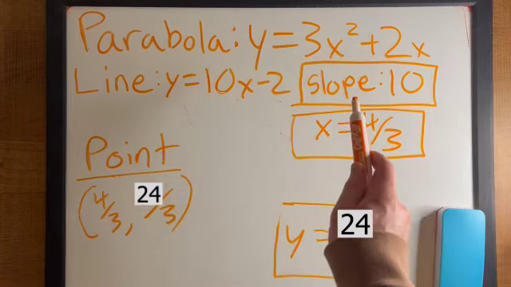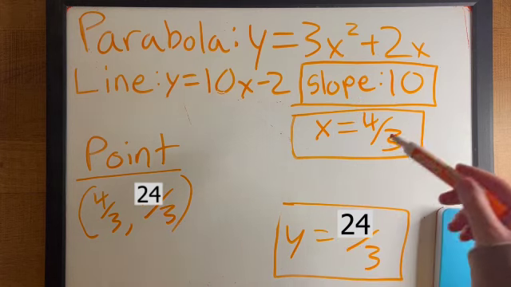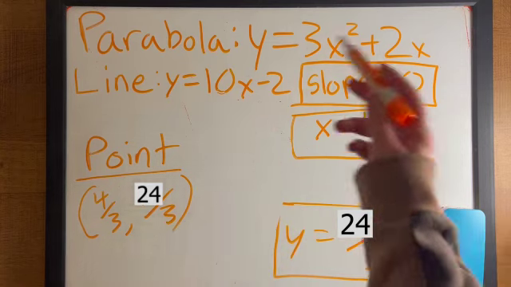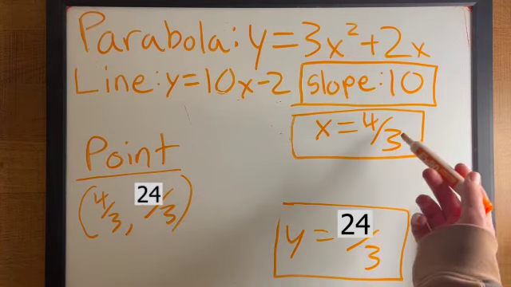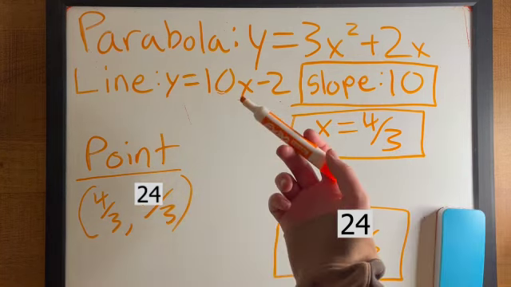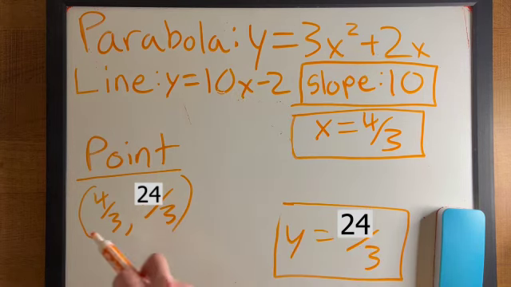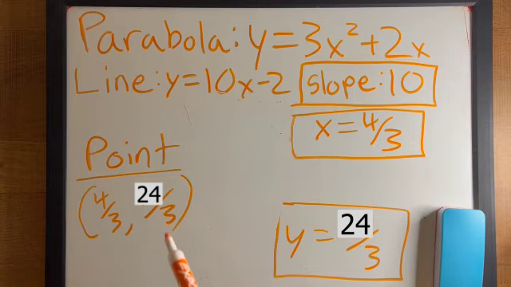Now we know that the slope of 10 happens at the point x equals 4/3, y equals 24/3 on this parabola. Since the slope of this is 10, that means it must be parallel to our original line. So our final answer for this problem is the point 4/3, 24/3.